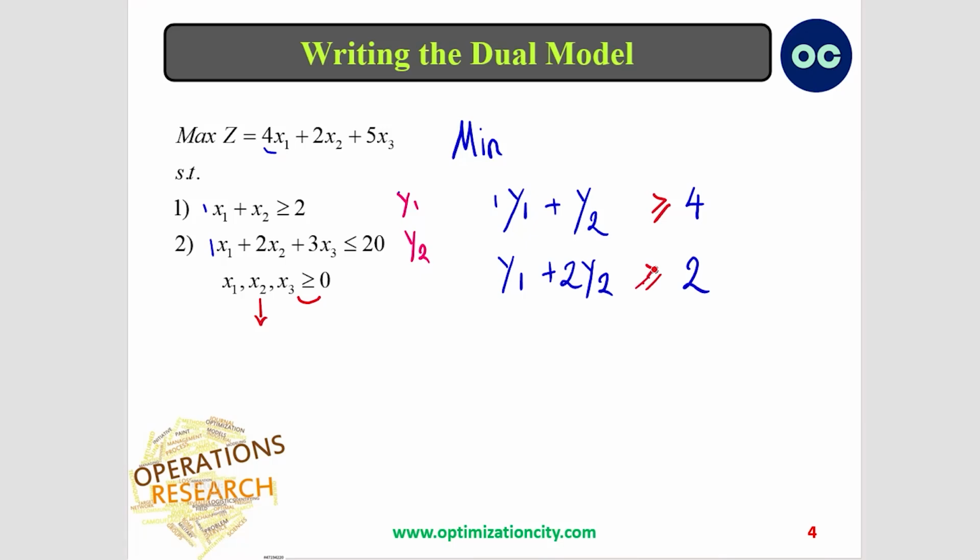Constructing the third constraint in the dual model: the coefficient of x3 in the first constraint of the original model, which is 0, becomes the coefficient of y1 in the third constraint, and the coefficient of x3 in the second constraint becomes the coefficient of y2 in the third constraint. Also, the coefficient of x3 in the objective function of the original model forms the right-hand side of the third constraint of the dual model, which is 5. Since x3 is non-negative, we have greater than or equal.